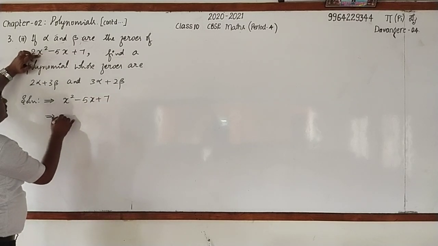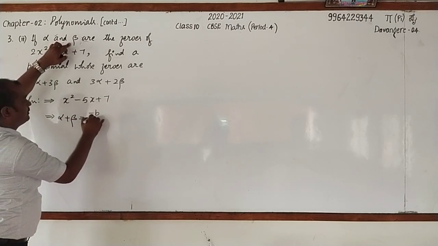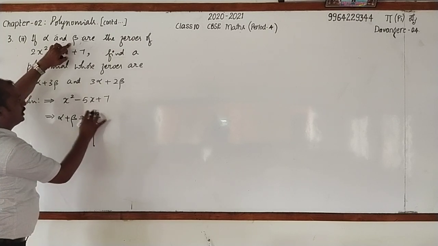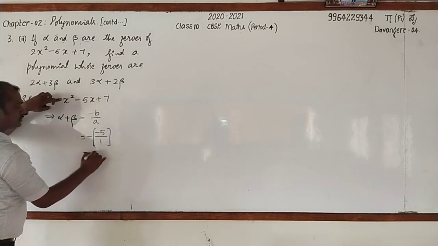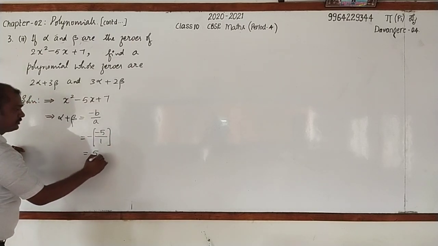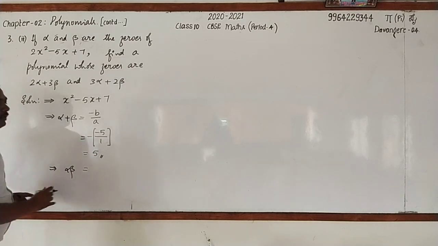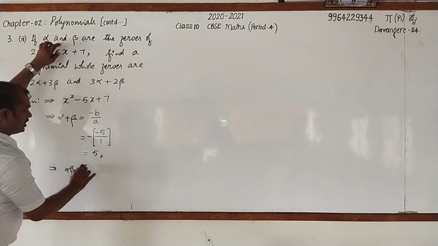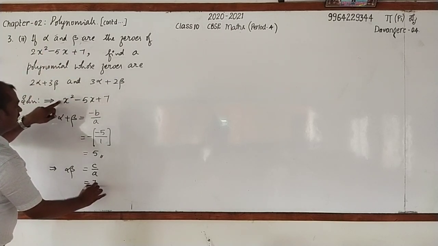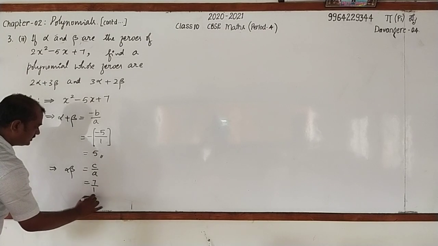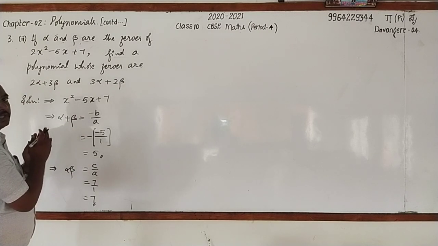Then sum of zeros, they are given alpha and beta are the zeros. Hence I can write alpha plus beta. This is minus b by a. Minus of, what is b? B is minus 5. A is 1. Now minus into minus plus 5. 5 by 1 is 5. This is alpha plus beta. Next, let us go for finding product of given zeros. Alpha into beta is c by a, where c is 7 and a is 1. 7 by 1 is just 7 only.